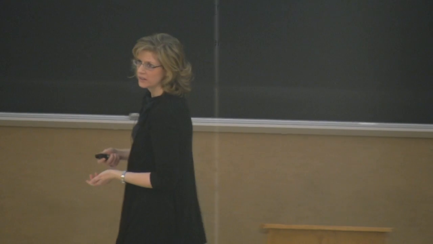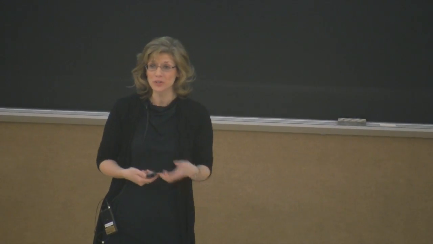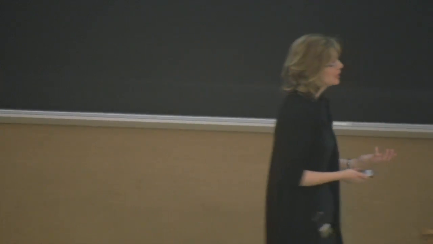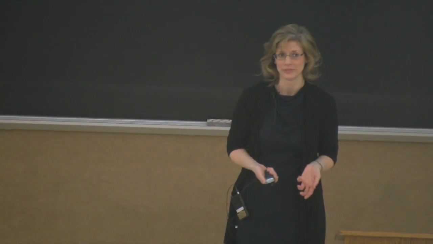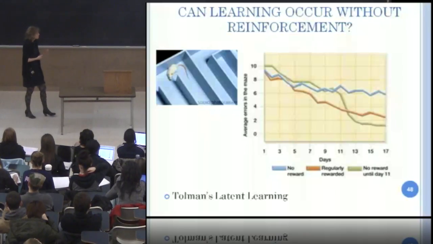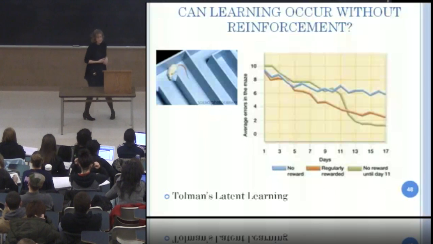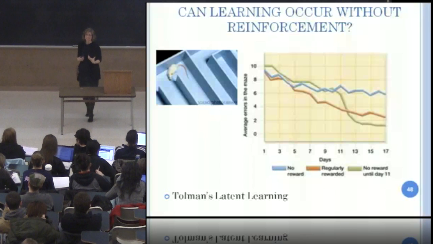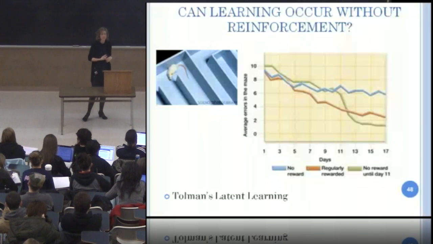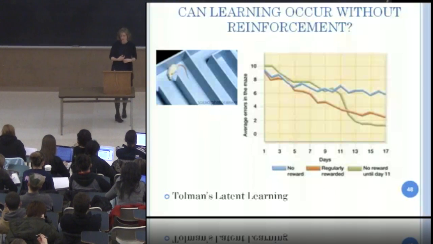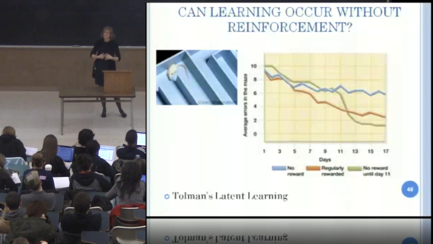So what's going on here? Tolman interpreted this as the fact that the rats were learning. They were learning how to get to the end of the maze. They just weren't showing how well they had learned it until there was actual need to, until they got rewarded for it. So Tolman called this latent learning, the idea that people are learning all the time, but their learning is latent. They don't show their learning until a goal is introduced, and then the learning is translated into performance.